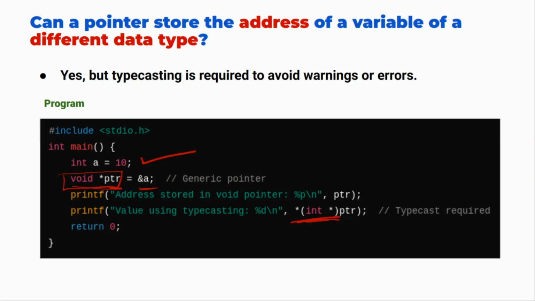Here, as you can see, int *, this is the typecasting. So we are basically treating this ptr as an integer pointer, and using this * we are dereferencing the pointer. So to extract the value of a, we write a statement like ptr, then we need to typecast it to int *. Now this becomes an integer pointer, and to dereference this we use the * operator.